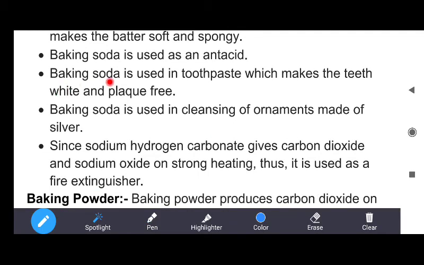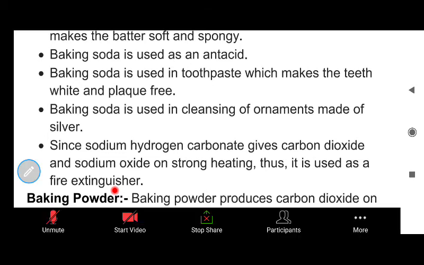Baking soda is used in toothpaste, which makes the teeth white and plaque free. Baking soda is used in cleansing of ornaments made of silver. Since sodium hydrogen carbonate gives carbon dioxide and sodium oxide on strong heating, it is used in fire extinguishers.